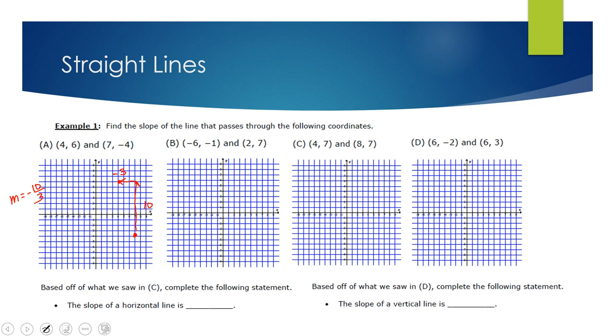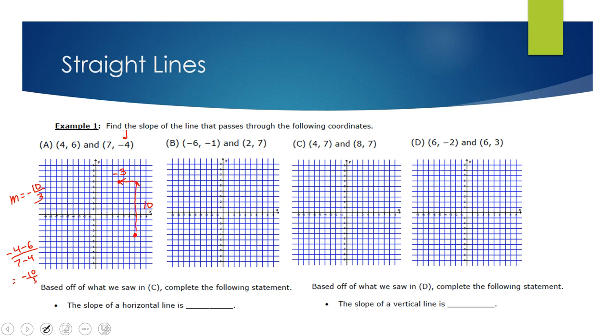Could you have used the slope formula? Sure. If you used the slope formula, you would have gotten the same thing. You would say, okay, well, I have negative 4 minus 6 over, now since I chose this one first, I got to choose the 7 first. And I get a negative 10 over 3, which is negative 10 thirds again.